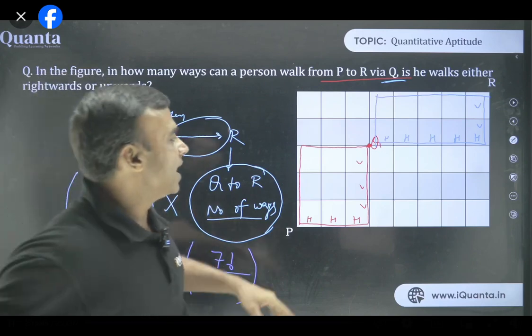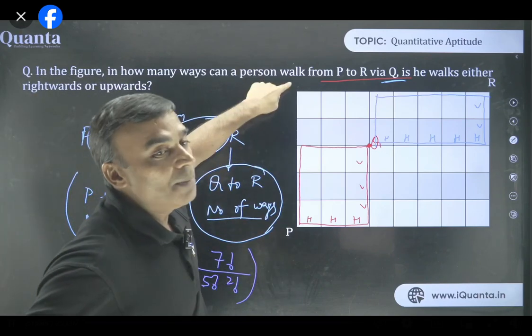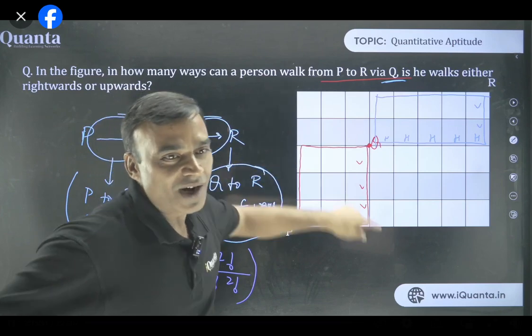नहीं बचा, 5 in vertical नहीं होगा. देखो ना, 1, 2, 3. Why will you go up? If you have reached the level of Q, why will you go up?